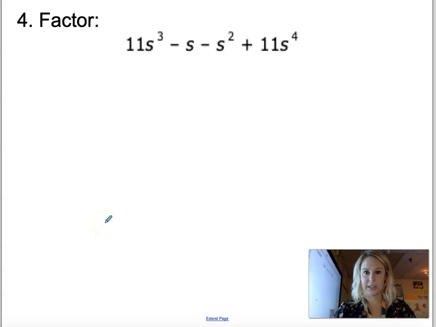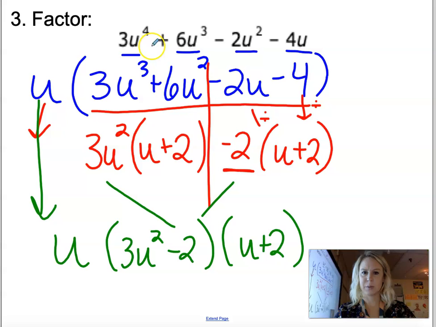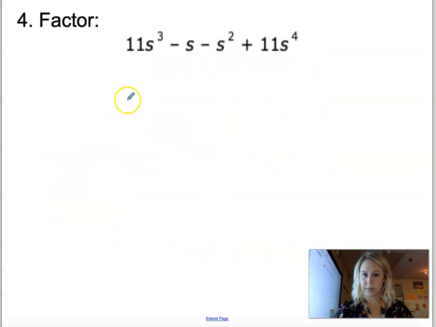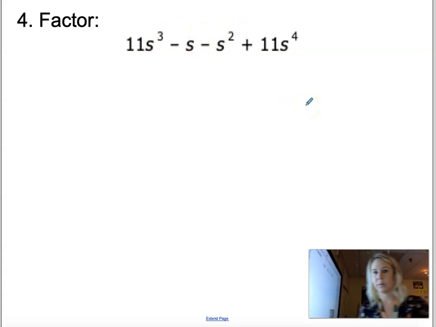All right, this one looks a little bit different. So notice the previous problem was in order, and by order I mean it had u to the 4, u to the 3, u to the 2, and the u. The exponents were in order. This problem has a 4 and a 3 and a 2 and a 1, but it's out of order. So to help us do this problem, first let's put it in order.